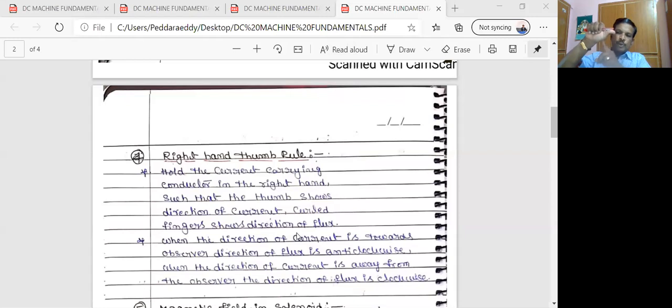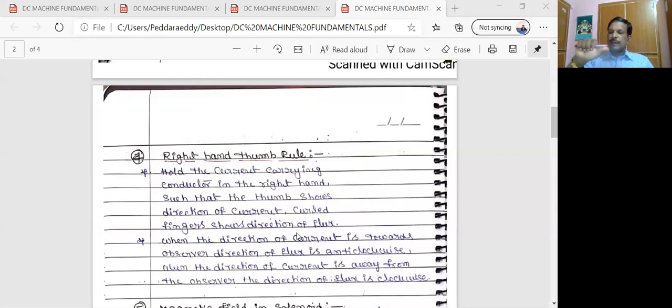The thumb points in the direction of current. The curled fingers show the direction of magnetic flux or field. Hold the current carrying conductor in the right hand such that the thumb shows the direction of current and the curled fingers show the direction of flux.